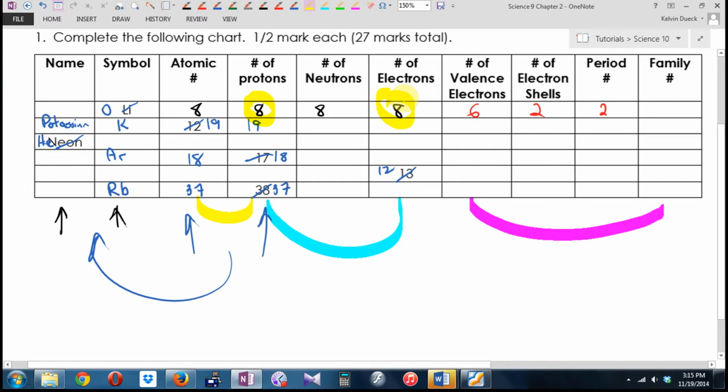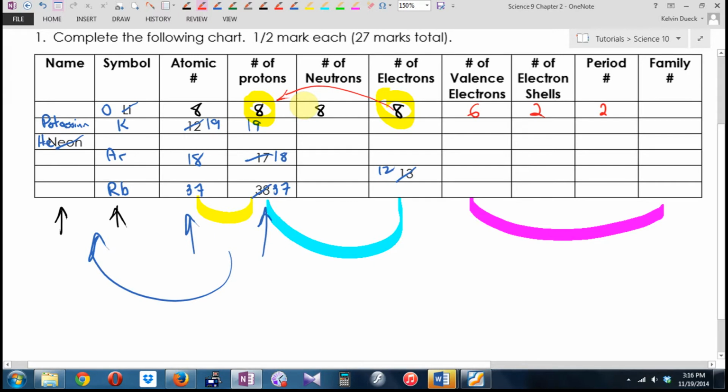So is atomic number and protons the same thing? Always. In fact, the atomic number is defined by how many protons there are. And then neutrons and electrons. Neutrons, you got to do math. Electrons, if it's an atom, will be the same as protons because it's neutral. If it's an ion, we'll talk about that.